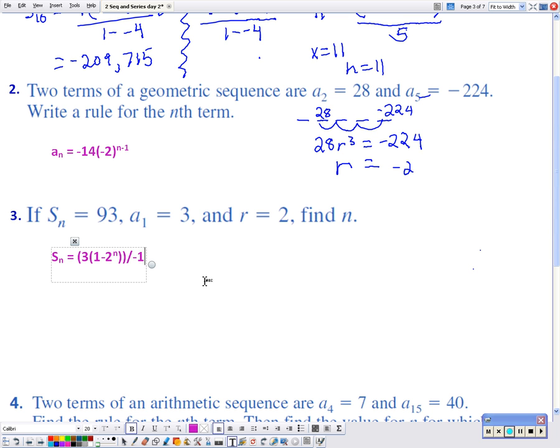And again, guys, all I'm going to do is put that in my calculator exactly as it looks, except I'm going to put in x for n. So 3 times 1 minus 2 to the x, all divided by negative 1. And I'm going to go to my table, and I'm going to look for 93. And awesome, it's at x equals 5, so that means n equals 5.